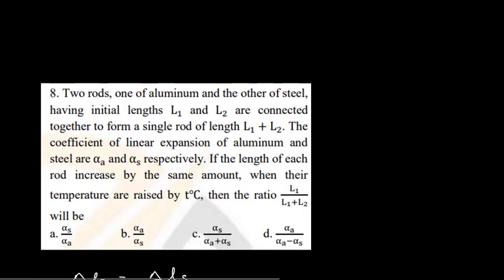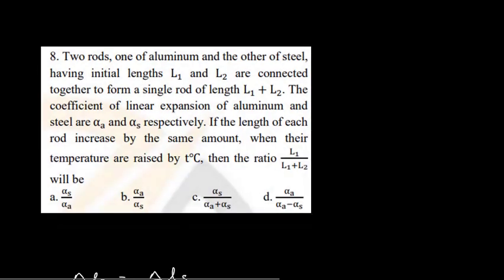Okay, the 8th question. Now the 8th question is: two rods, one of aluminium and the other of steel, having initial lengths L1 and L2, are connected together to form a single rod of length L1 plus L2.